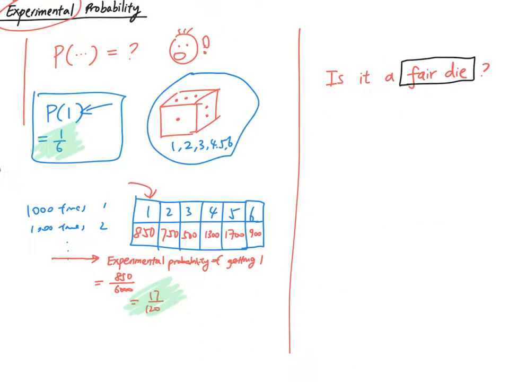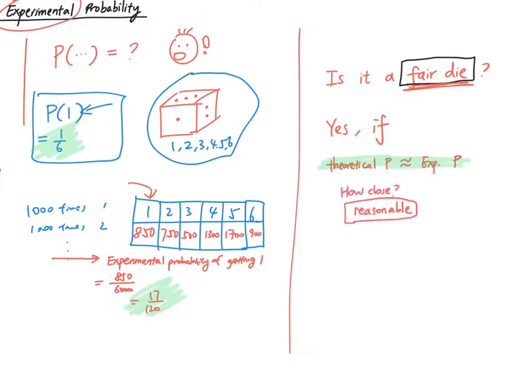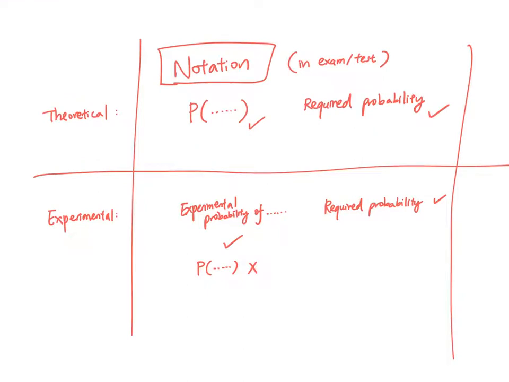So there is a question: is it a fair die? We say that it is a fair die if the theoretical probability is close enough to the experimental probability. They may not be exactly the same because each experiment differs. So how close? Be reasonable, that's fine. So look at this table again. Do you think it is a fair die? Perhaps it's not.